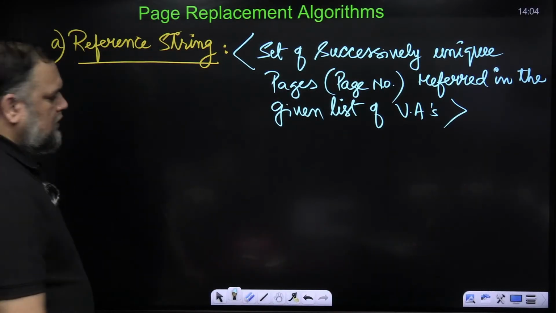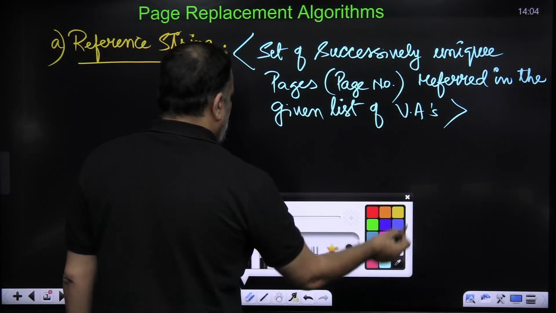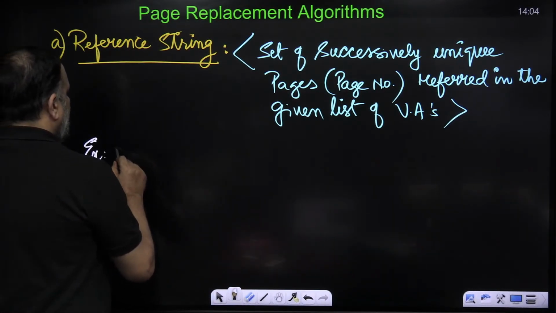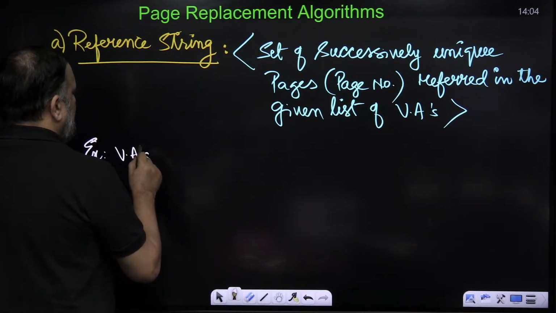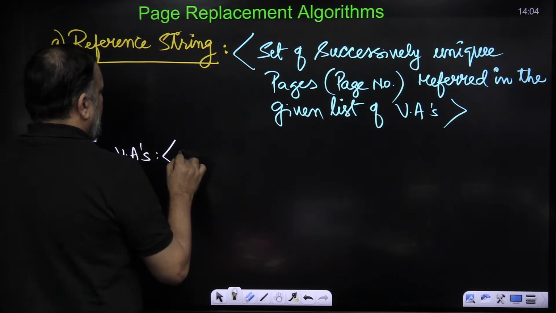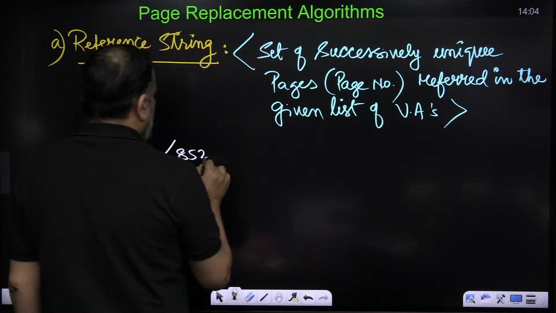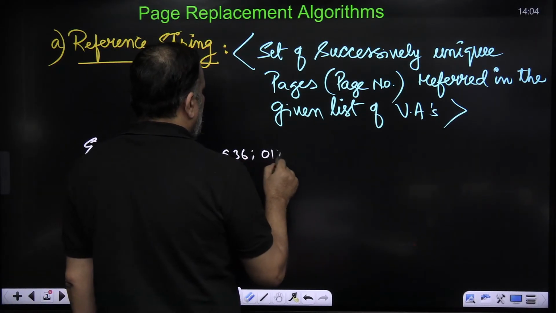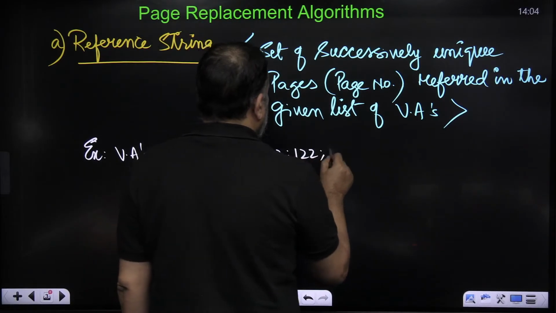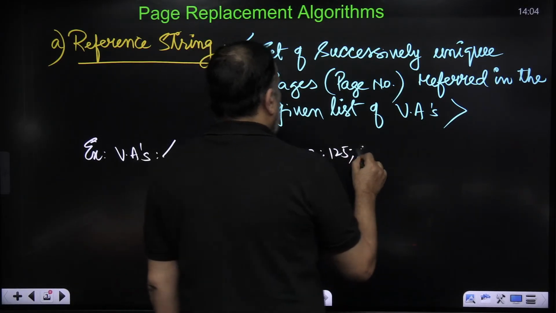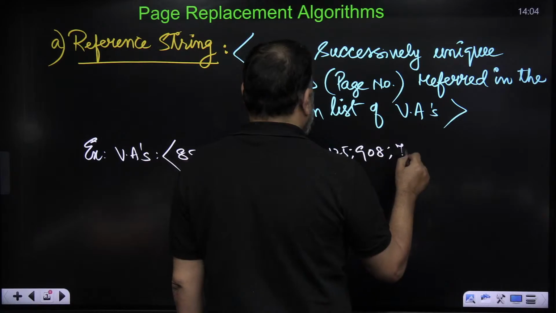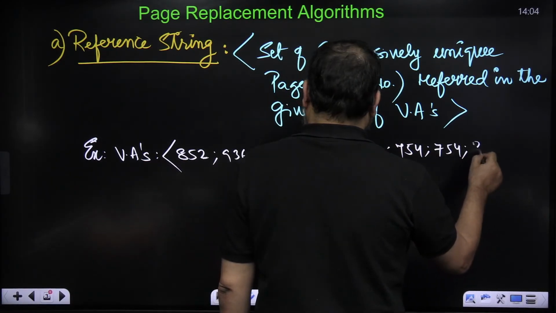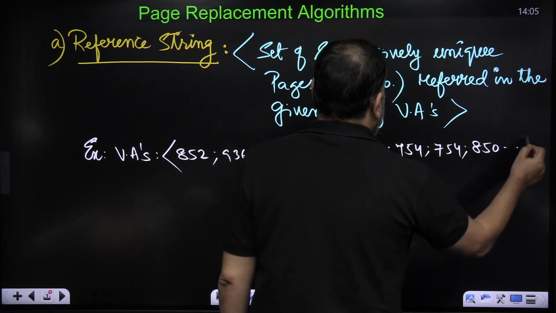एग्जाम्पल लेके समझने से थोड़ा बहुत आसानी होगी, तो चलिए एग्जाम्पल लेंगे. Like imagine these are the list of virtual addresses जो प्रोसेस ने जनरेट किए. Like for example 853 or 852 followed by 936 followed by 012 followed by 122 followed by 125, then again 908, then 754, then again 754, then 850, like that it goes.